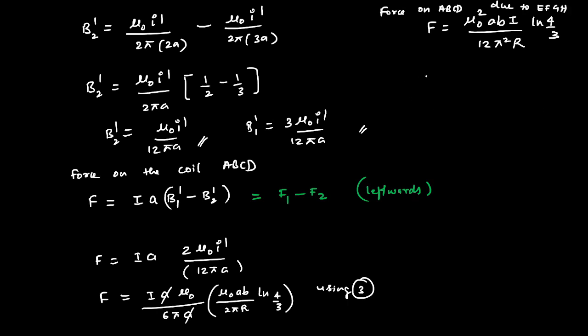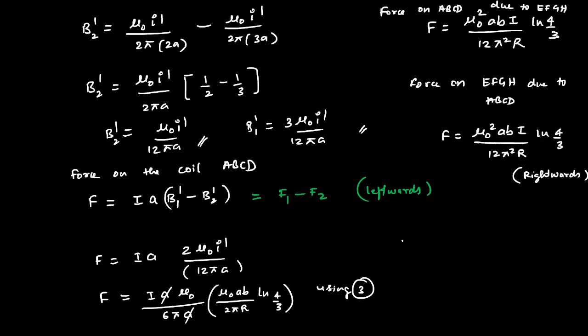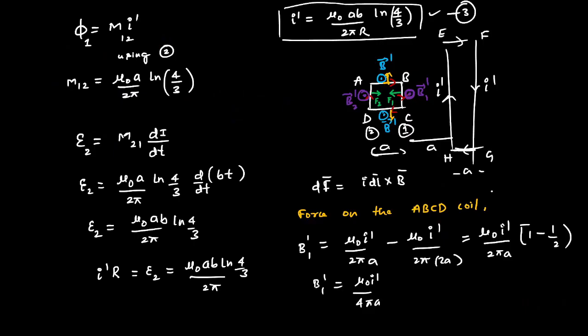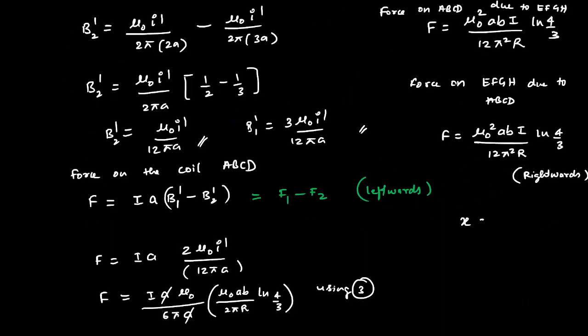If this is the case, then according to Newton's third law, for this force there should be a reaction pair also. Now we will compare this relation with what is given in the question. So we have mu naught squared A B times I divided by 12 pi squared r ln of 4 by 3, so our so-called x value is going to be 12. This is the solution for the given problem.